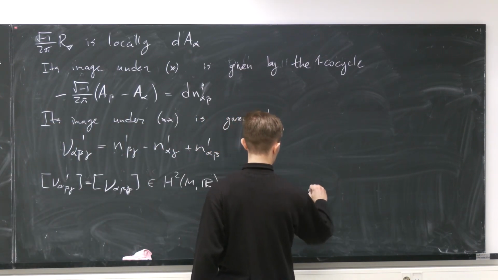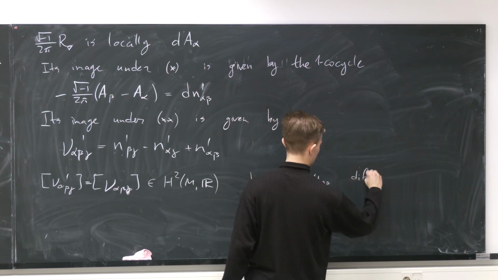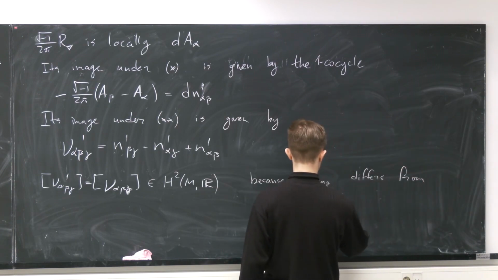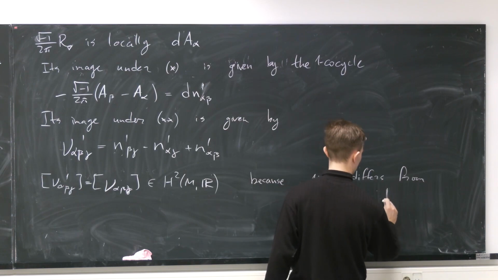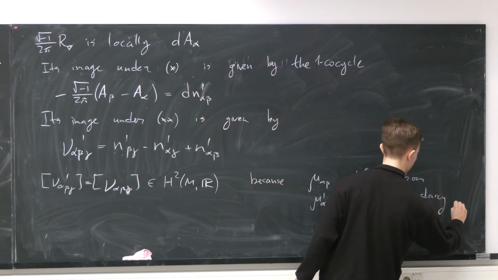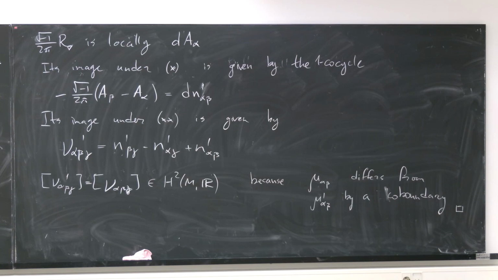Because mu alpha beta differs from mu alpha beta prime by a coboundary. Okay, so are there any questions?